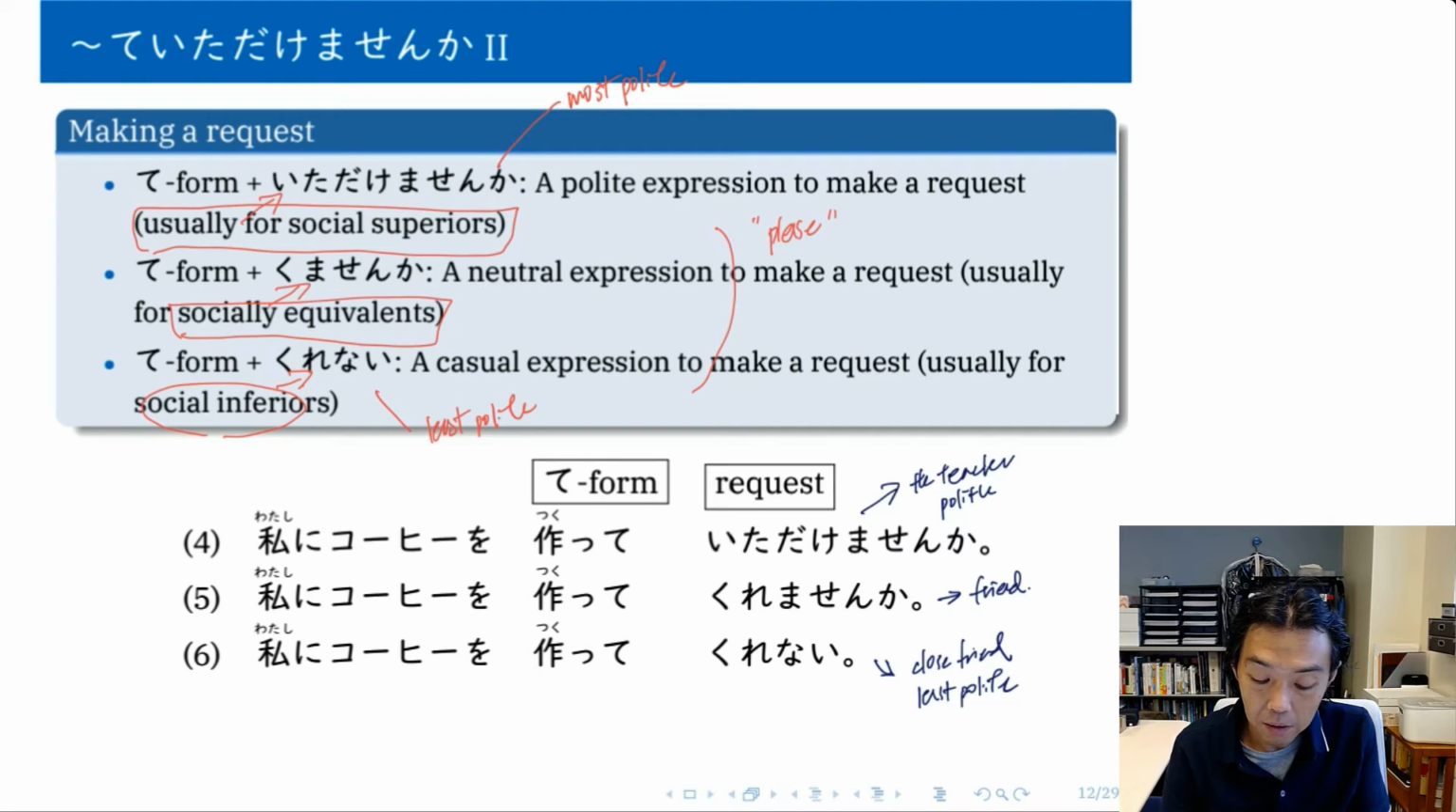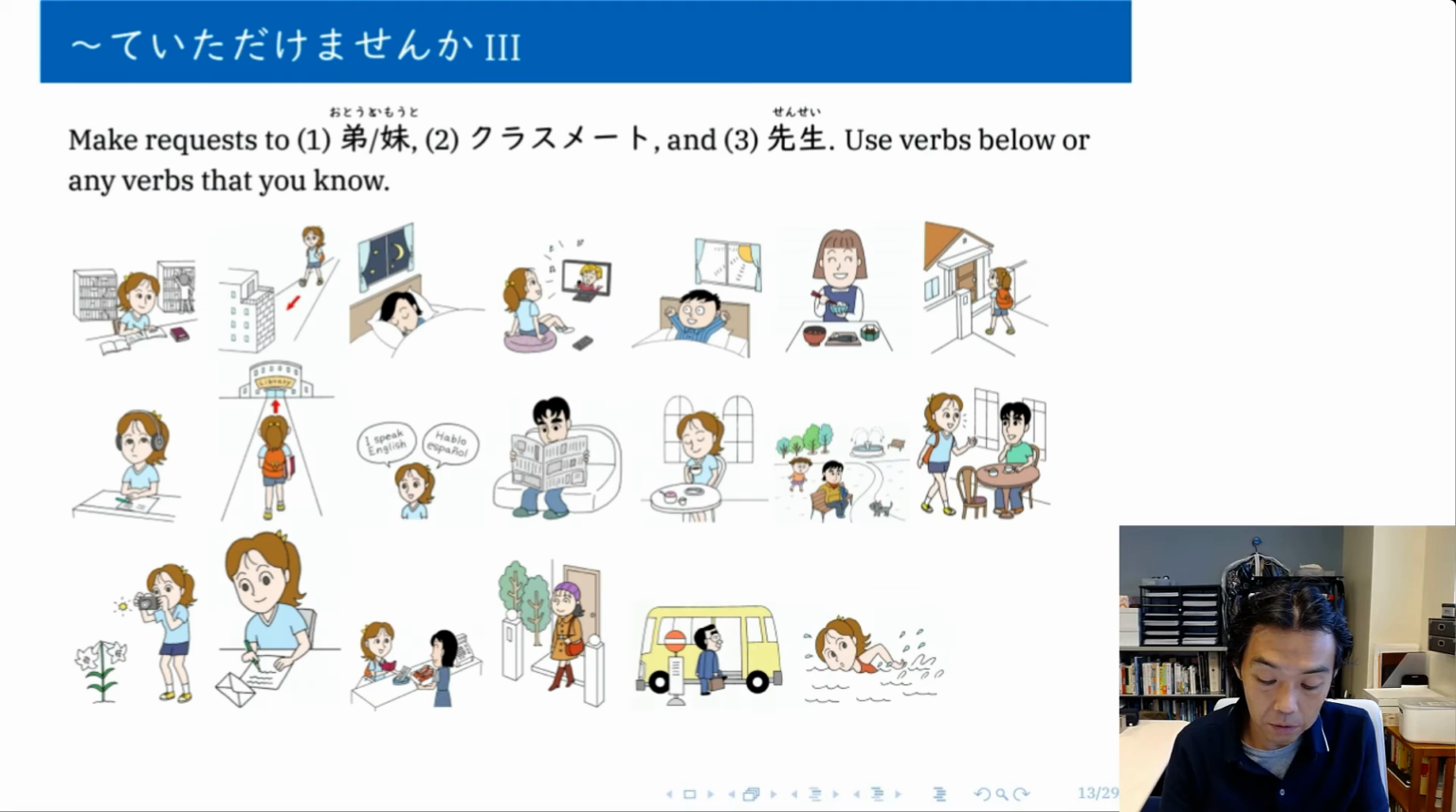So if you wanna ask, please study. We know how to say it with the ください, 勉強してください. But if you wanna use the expression we just learned, we say 勉強してくれませんか? But if you are asking the same question to 弟, we say 勉強してくれない? If you're asking someone of higher status, let's say your parents, you say 勉強していただけませんか?